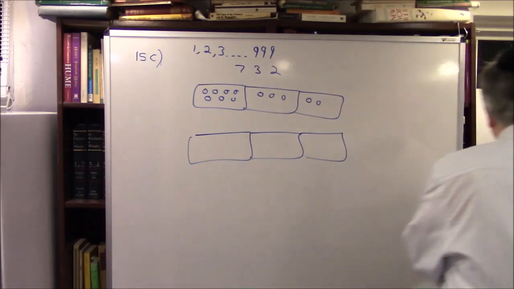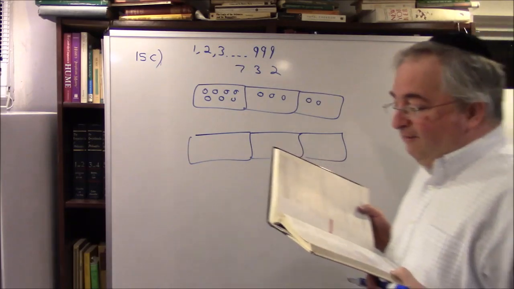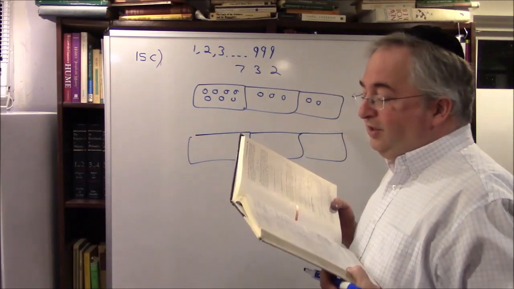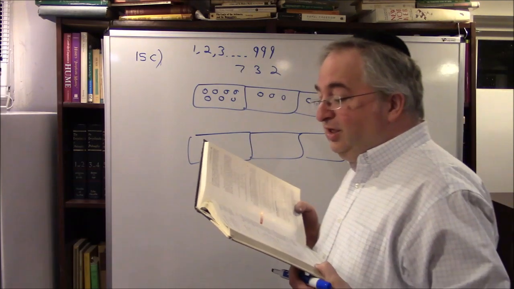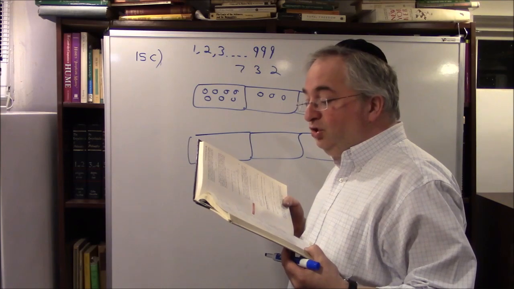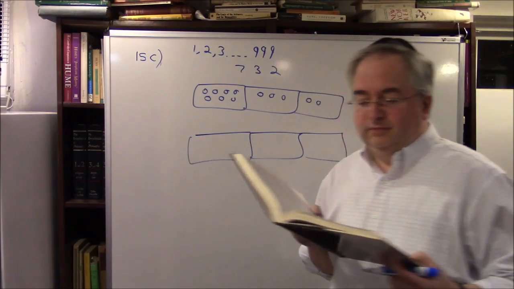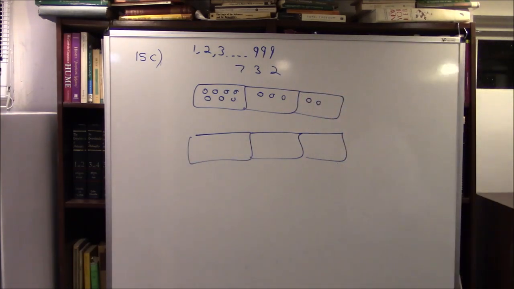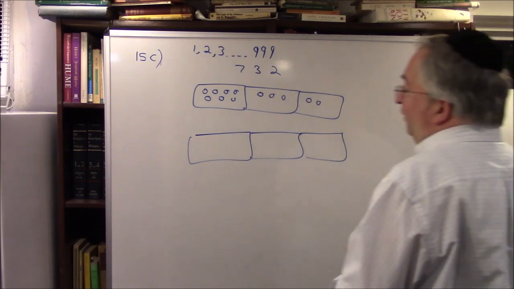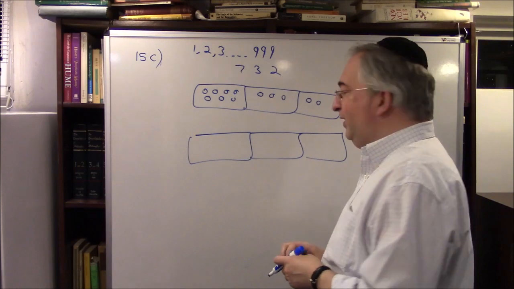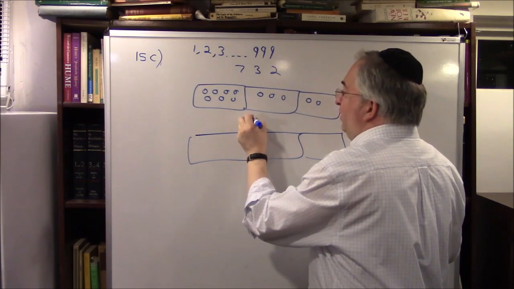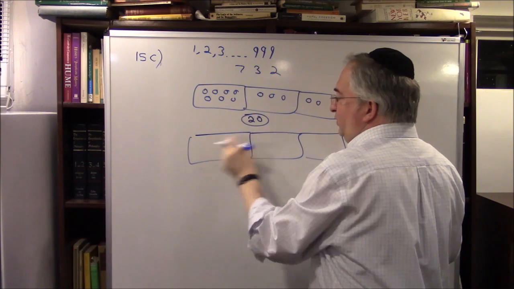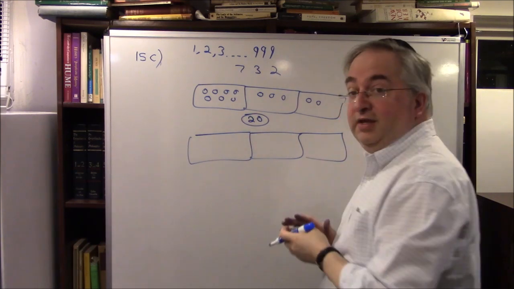Let's read the question with the hint now. For how many numbers between 0 and 999 is the sum of their digits equal to 20? Hint, each digit must be at least 2. Each digit must be at least 2. Okay, fine. So basically, what you want is, you want 20 elements, and you want to separate them into here, into here.